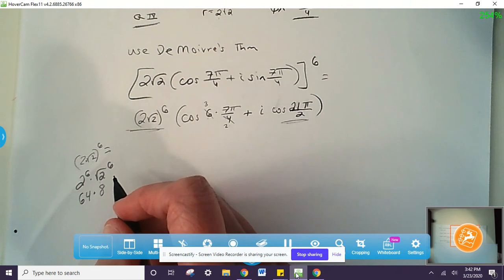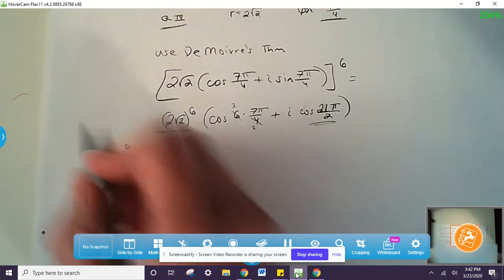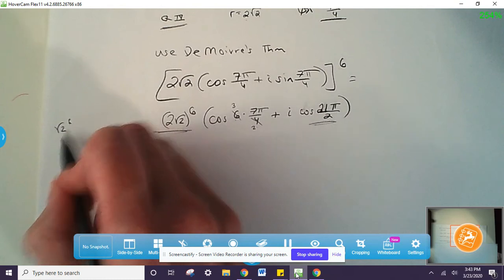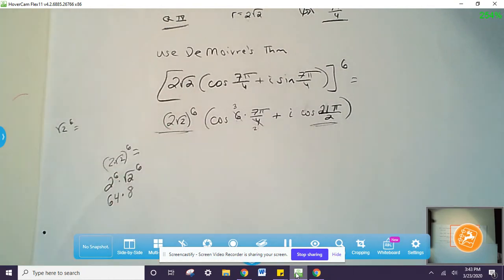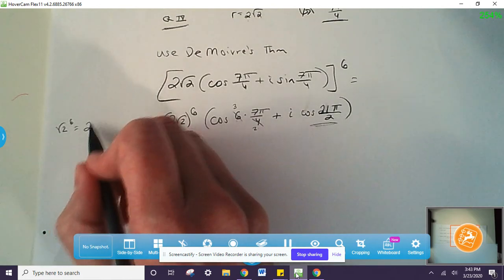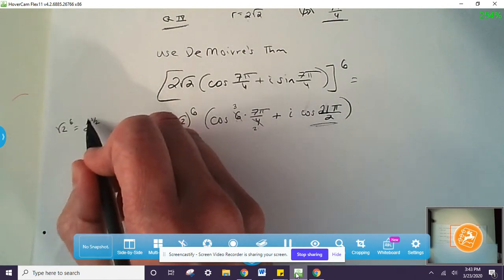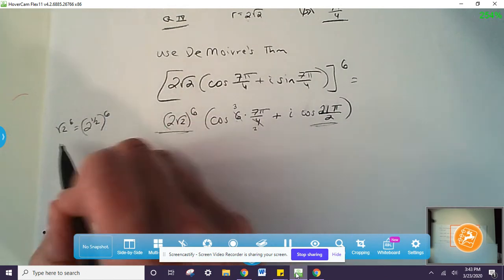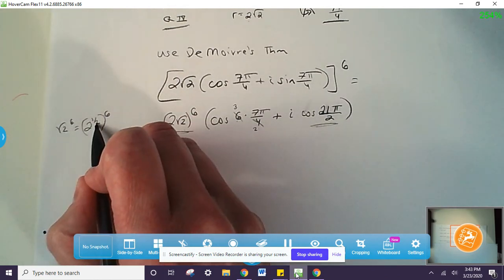There's a few ways to figure that out. One way to figure that out is to write radical 2 times itself 6 times. It doesn't take that long. Another way to figure that out is to think of radical 2 as 2 to the 1/2. Because we know when we have a square root, that's the same as a 1/2 exponent.